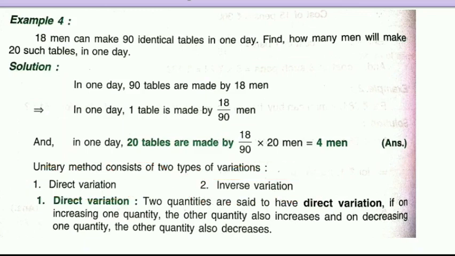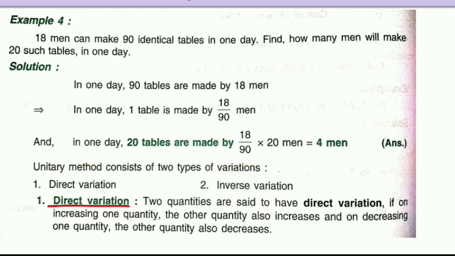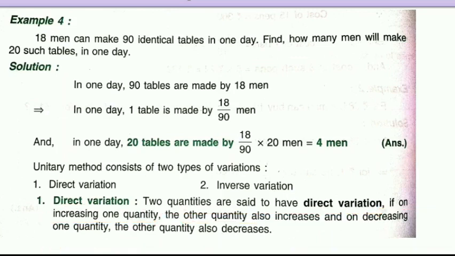What is direct variation and inverse variation? It is very simple. Quantities are said to be in direct variation if, on increasing one quantity, the other quantity also increases, and on decreasing one quantity, the other quantity decreases. It is directly related: if one quantity increases, the other also increases; if one decreases, the other also decreases.